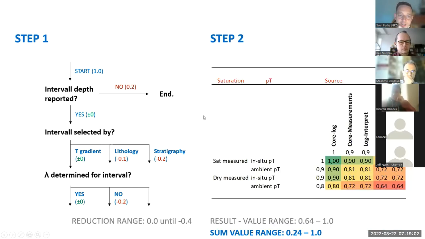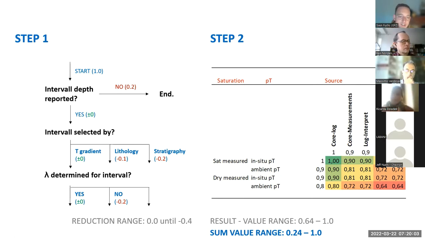If one starts with those basic questions, and in this case we put some values to it, right? Values like we start with a value of one, and the answer to each of those questions reduces such a rating by the values you can see here. Because it's different whether you have an interval reported and use temperature gradients for the selection and have conductivity determined in the specific interval, compared to when the interval is reported but you use just the stratigraphic table and conductivities from somewhere, you know. And this is what we want to cover here, that those different approaches to determine conductivity can be put into a rating.